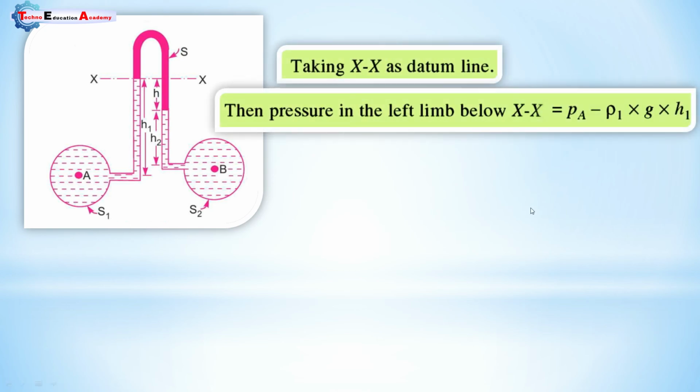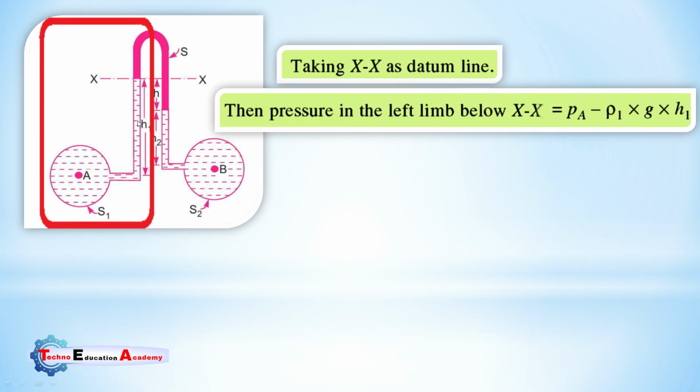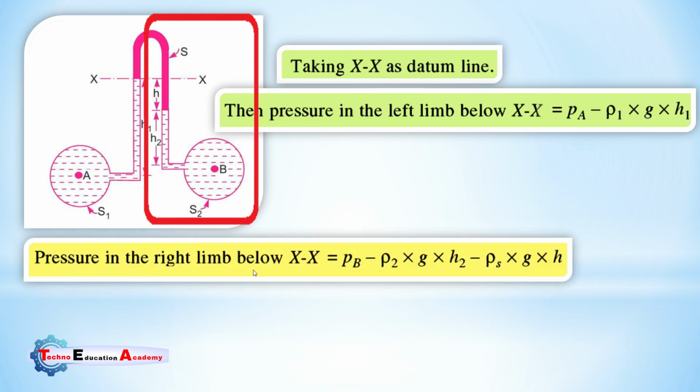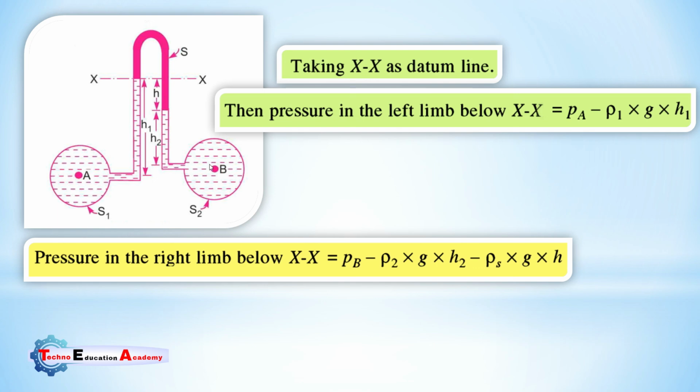Taking XX as the datum line, consider the pressure in the left limb below XX. Here for the left limb, Pa is the pressure at point A. We are considering a minus sign because it is an inverted U-tube manometer and this line is below the reference line or datum line, so we take the negative sign. According to the fundamental hydrostatic law, P equal to rho g h. So due to the column of liquid of height H1, the pressure is rho 1 g H1. Same as the pressure in the right limb below XX or datum line: Pb minus, again minus because it is below the datum line.